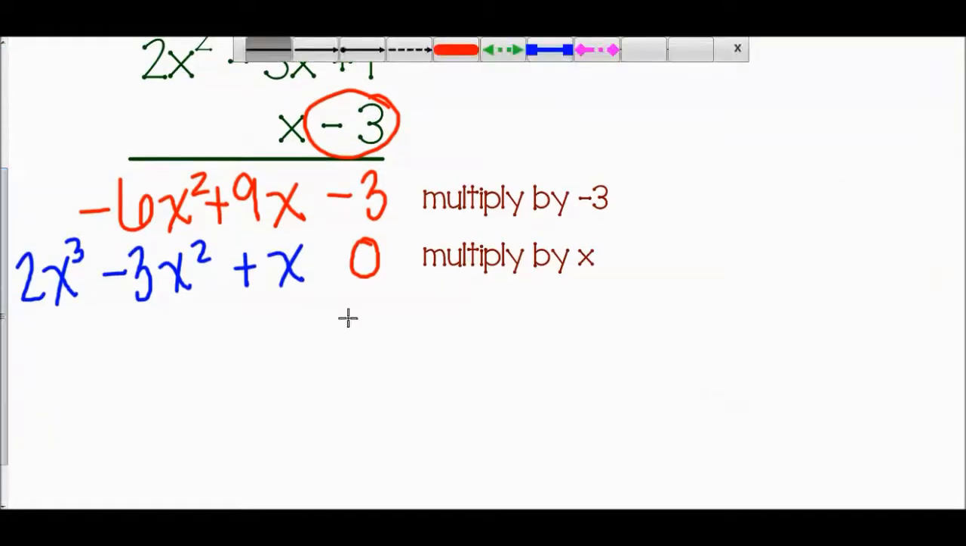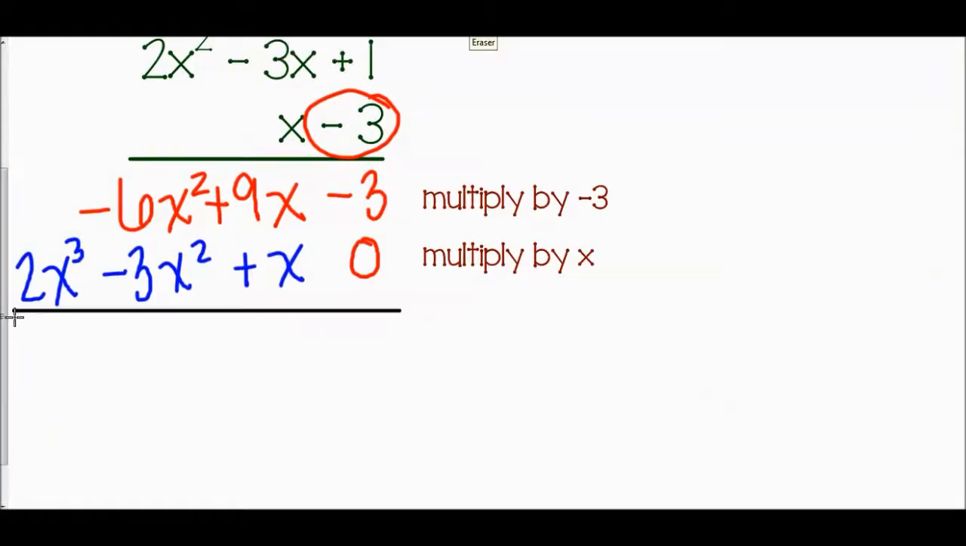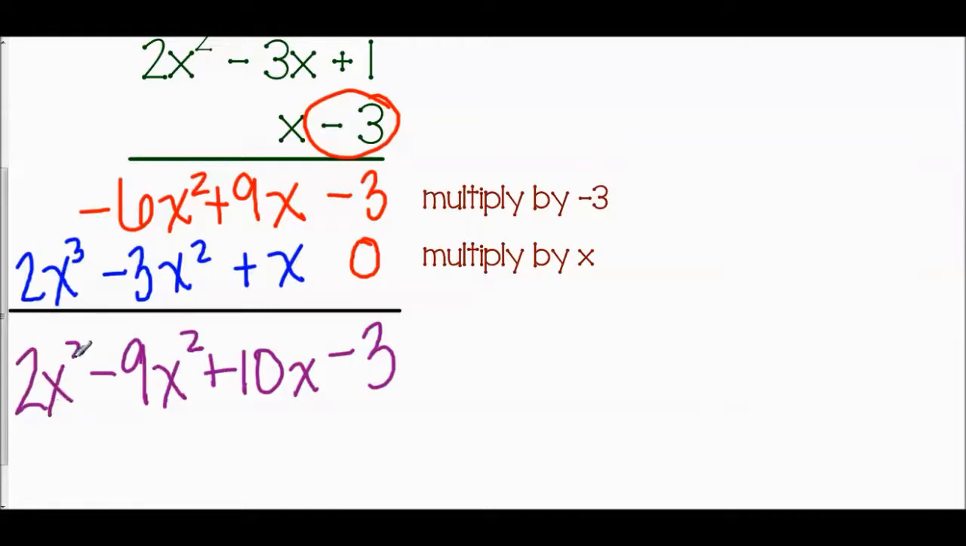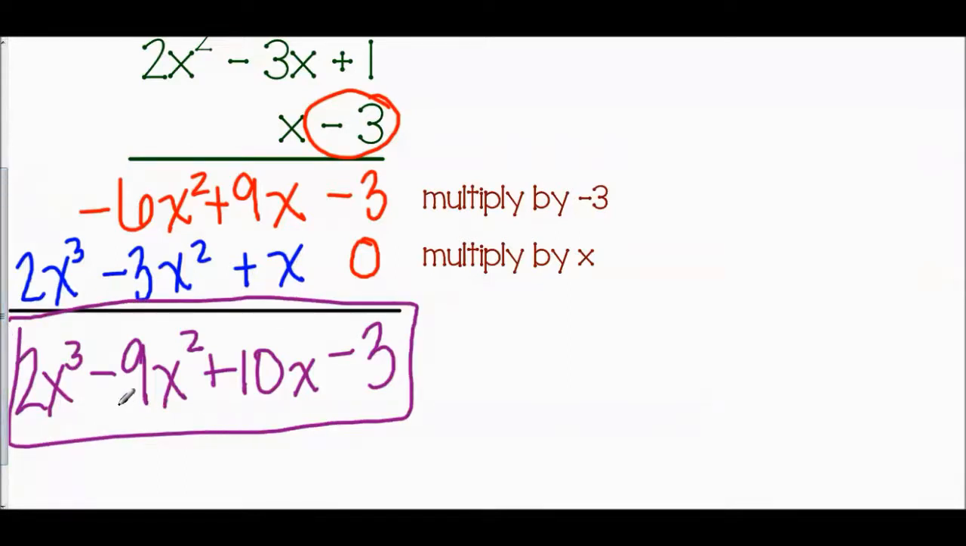Now let's go about combining those like terms. They're stacked up very nicely for us. -3 plus 0 is -3. 9x plus x is 10x. -6x squared plus -3x squared would be -9x squared. And 2x to the third comes down. And there you have it. 2x to the third minus 9x squared plus 10x minus 3.